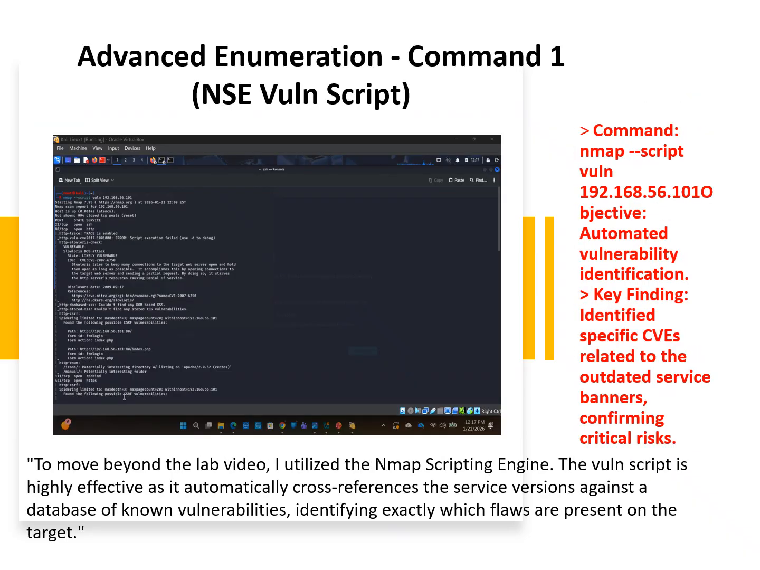To move beyond the lab video, I utilized the Nmap scripting engine. The vuln script is highly effective as it automatically cross-references the service version against a database of known vulnerabilities, identifying exactly which flaws are present on the target.